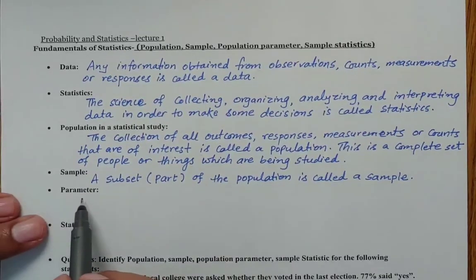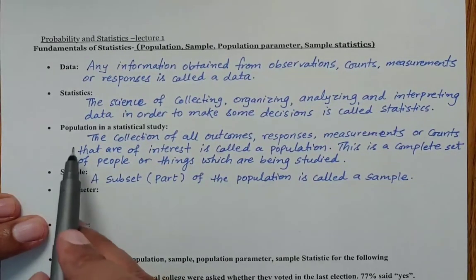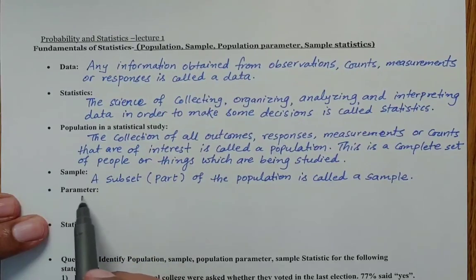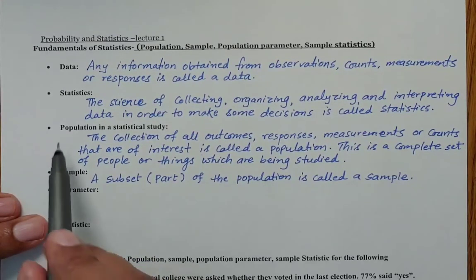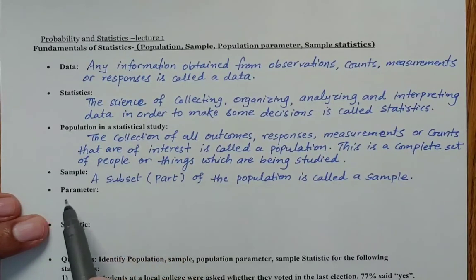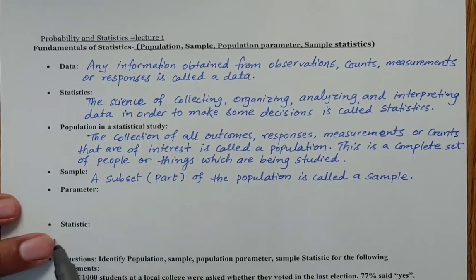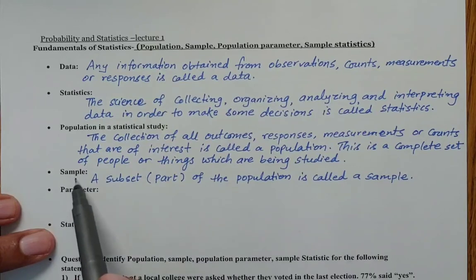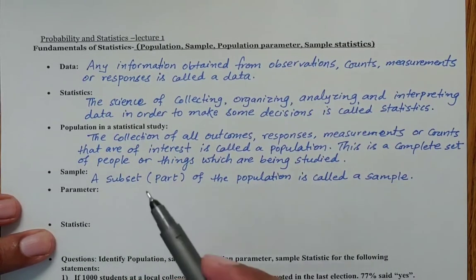The parameter is the number representing the population. Any number or any measurement that represents the population is called a parameter. And a statistic is for the sample. So any number representing a sample is called a statistic.